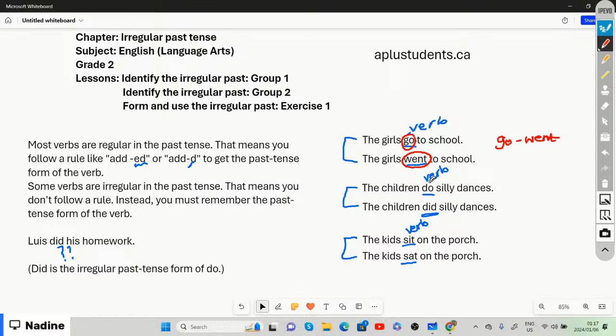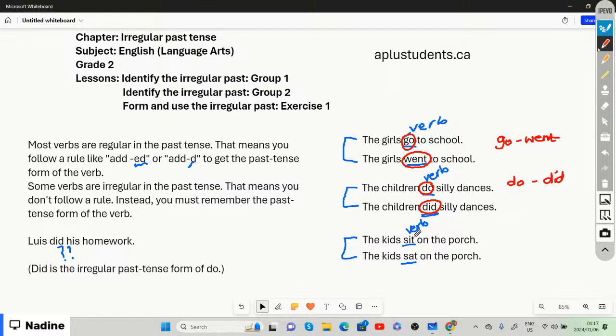The same with do. The children do silly things. It's things that they are doing now. But the past tense form, right, we say that the children did silly things. So the past tense of do is did. And the wording or the spelling changes from do to did.